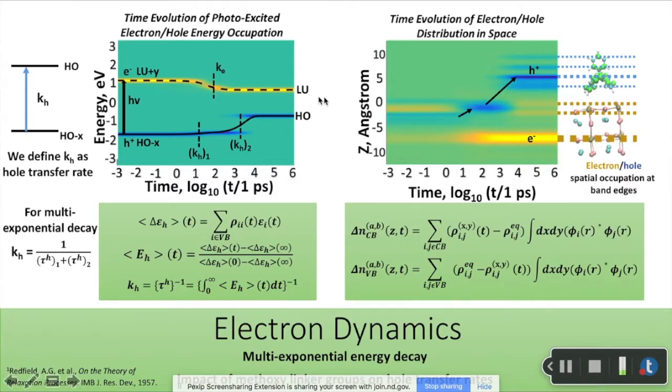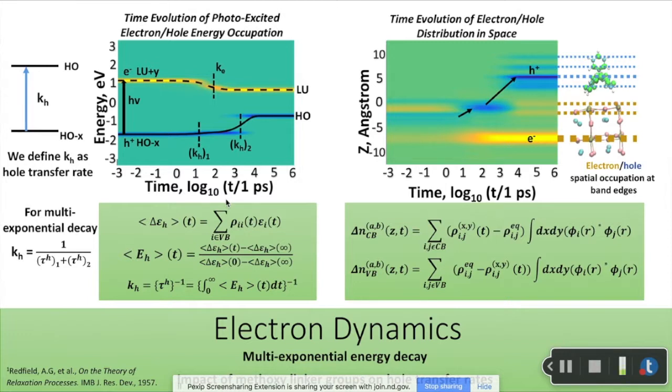So the above left figure shows the energy occupations for each time in the trajectory. On the x-axis is log time, so 0 would represent 1 picosecond, -3 would be a femtosecond, 3 would be a nanosecond, and so on and so forth. Then the y-axis is the energy.